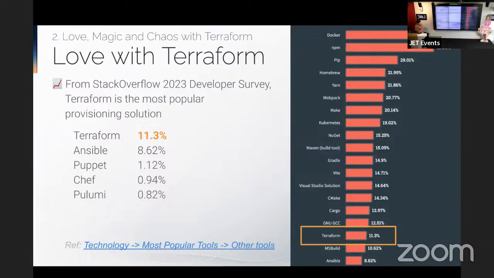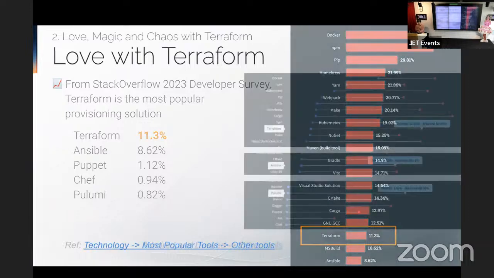So Docker is at the top, if you can see it at the top right, and NPM and stuff like that. But Terraform is down at the bottom in this screenshot at 11.3%. Compared to other solutions like Ansible, Puppet, Chef, Pulumi, it's definitely a leader in that aspect. And Crossplane doesn't even come up. So I thought, okay, why not have a talk about it?